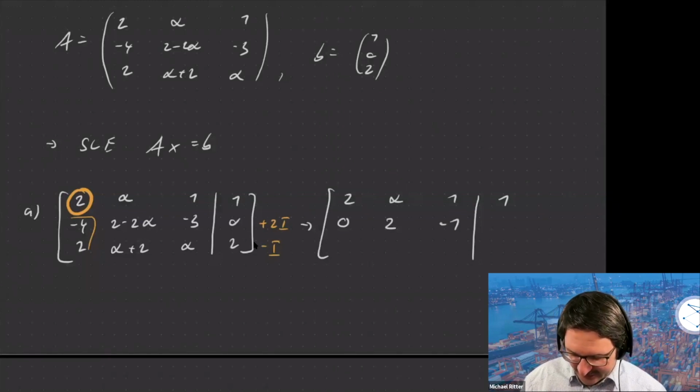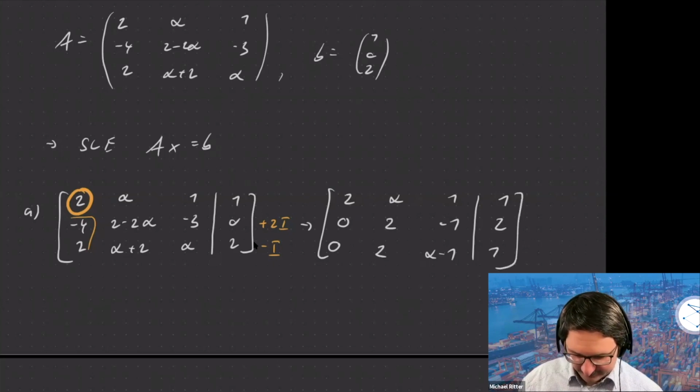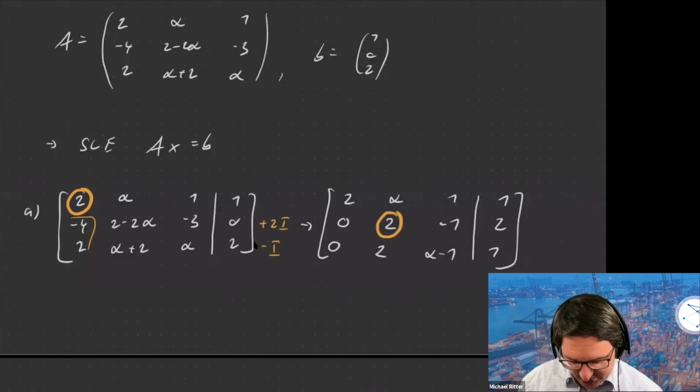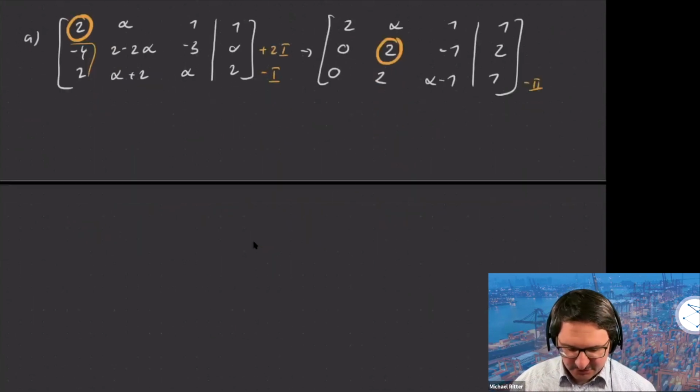And for the right-hand side, we get 0 plus 2, that's 2. And for the last row, we subtract the first one, so we get 2 minus 2. Alpha plus 2 minus alpha, that's 2. And alpha minus 1. And for the right-hand side, we have 2 minus 1, that is 1. Then we take this here as our next pivot element and just subtract the second row from the third. And again, there's no special case we need to take care of. There is no alpha involved in this operation so far.